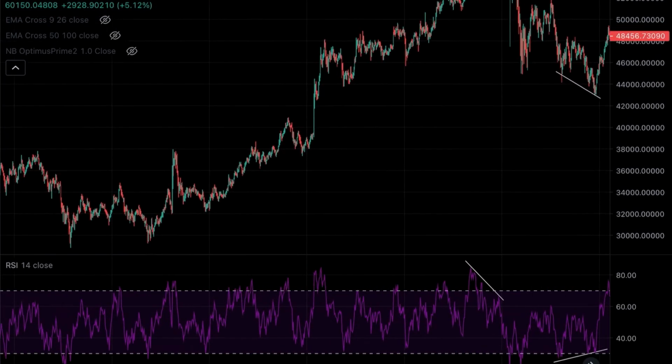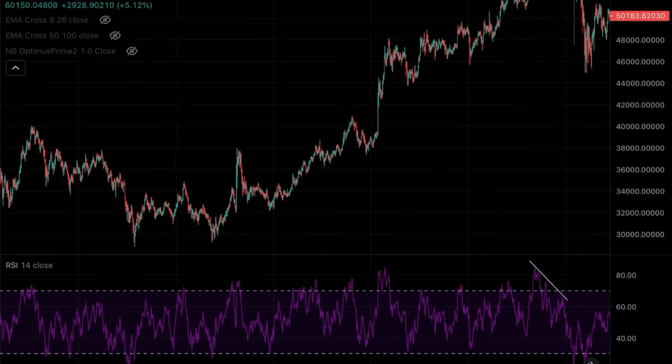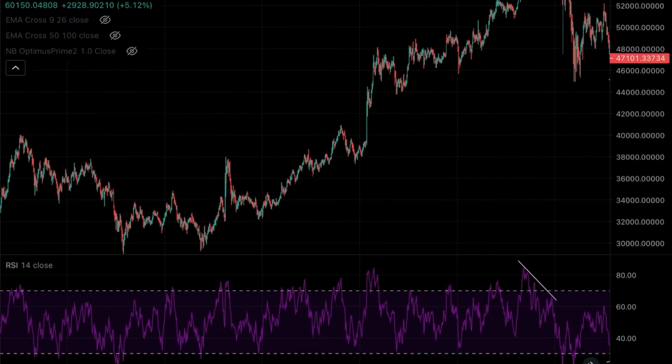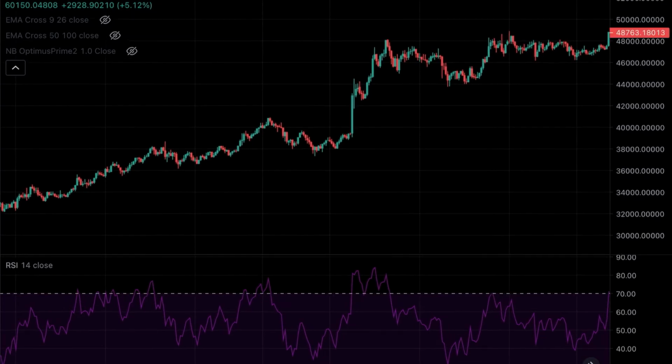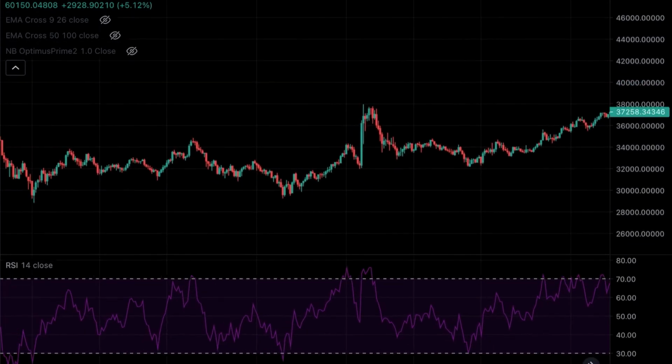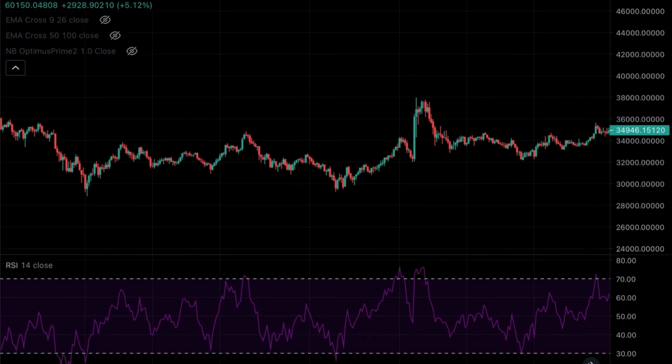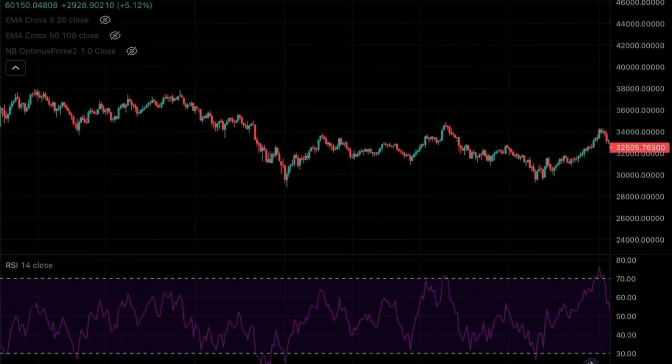So if you look back in your candlestick chart and try to find those areas of divergence along the RSI, that will help you a lot to be more profitable in your trading. When you can find those areas of price trend reversals, it will really be beneficial to you.